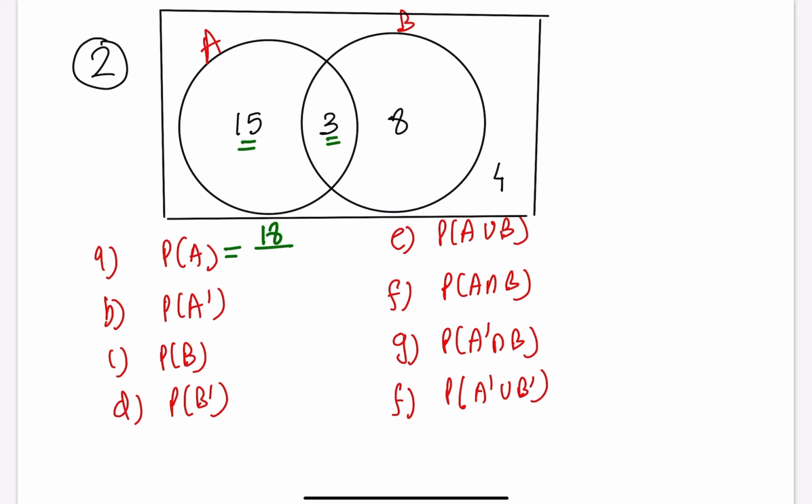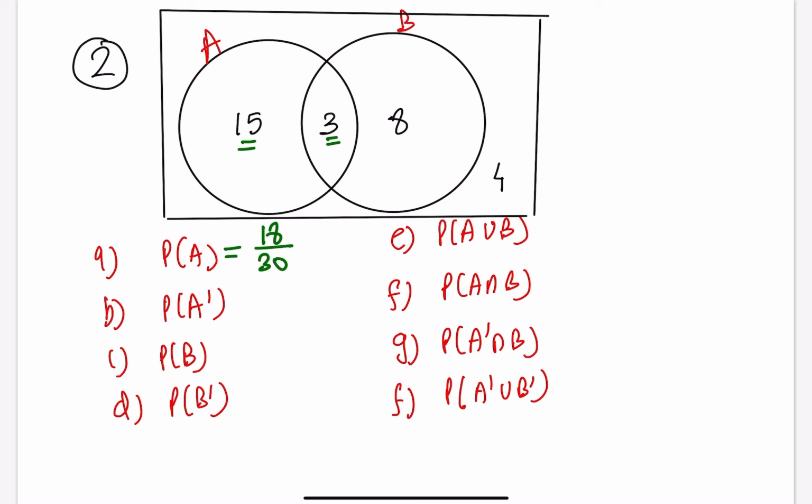3 are the ones which are in both A and B. 15 are just in A, not in B. 8 are just in B, not in A. And 4 is not in A or B. 4 is outside. So the probability of A would be 18 out of the total possibilities. The total possibilities will be 15 plus 3 plus 8 plus 4, which turns out to be 30.